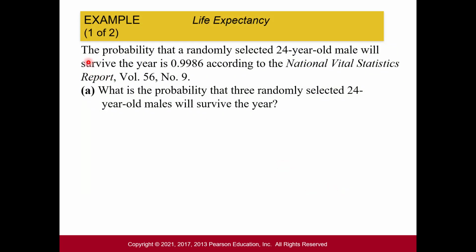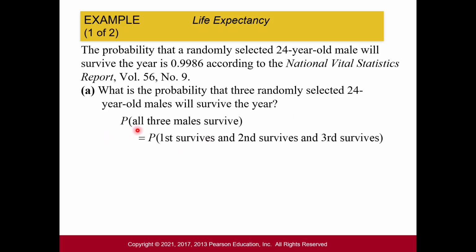So let's take a look at this one. The probability that a randomly selected 24-year-old male will survive the year is about 99.86%, according to the National Vital Statistics Report. What is the probability that 3 randomly selected 24-year-old males will survive the year?